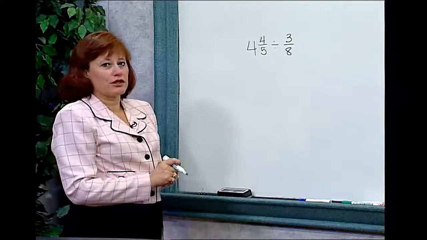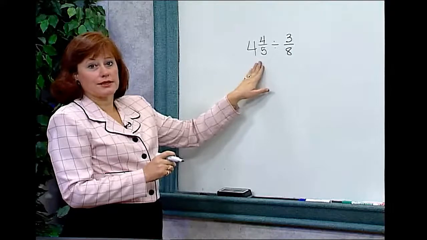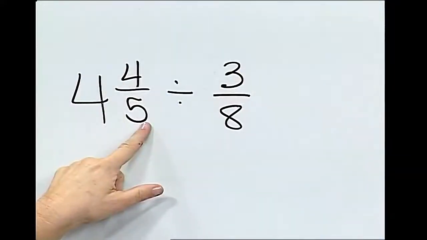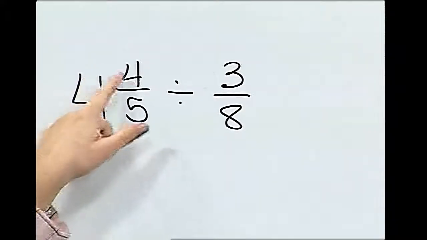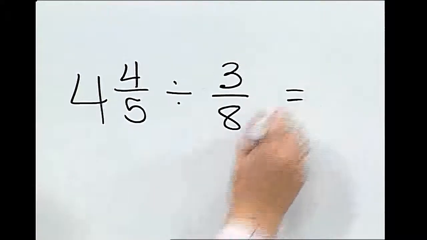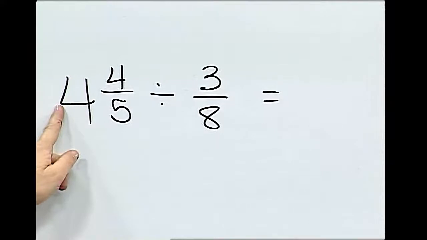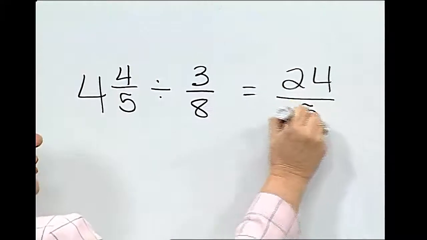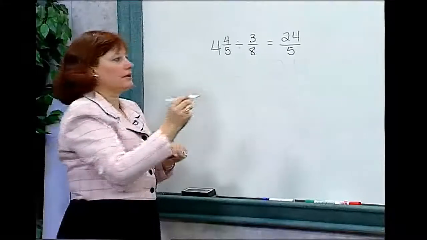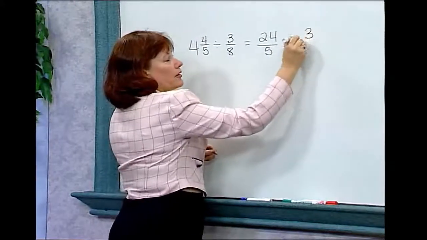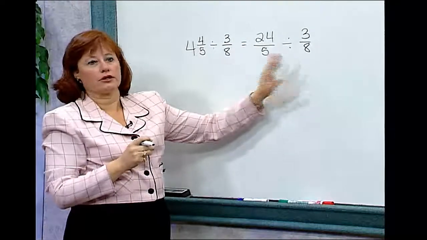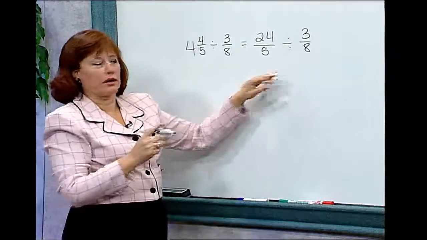Before beginning the division of this problem, what we want to do is change this mixed number to a fraction. We're going to do that by multiplying the denominator times the whole number and adding the numerator. 5 times 4 is 20, plus 4 is 24, all over the denominator 5. And we're dividing by 3/8. Now I have a fraction divided by a fraction, and it looks just like the problems that you've done before.